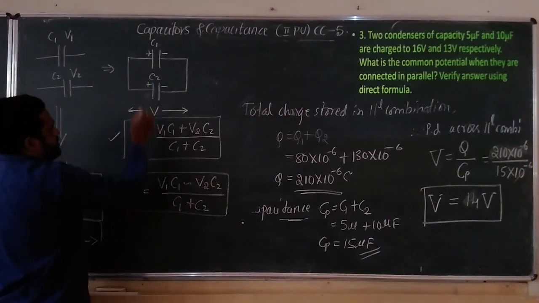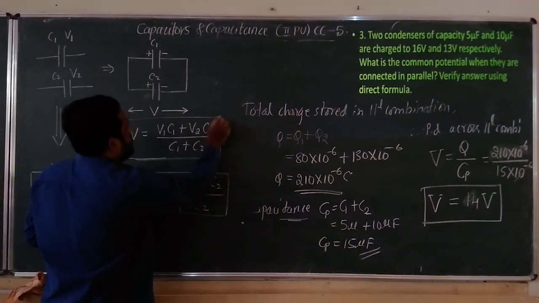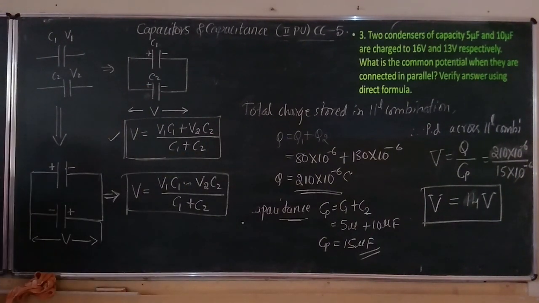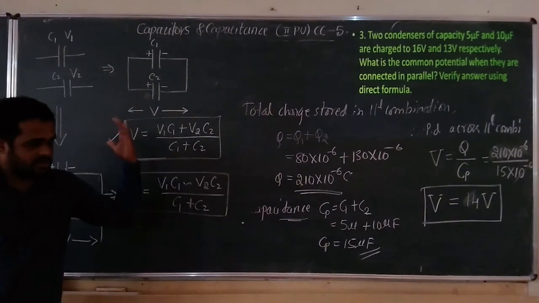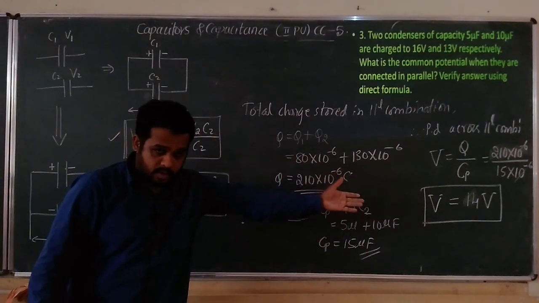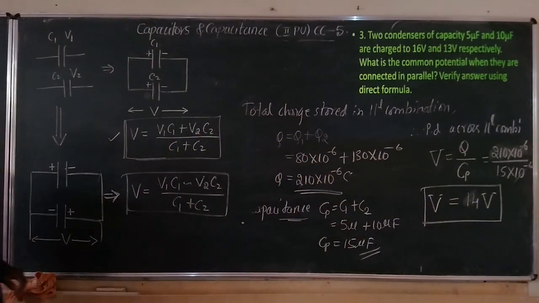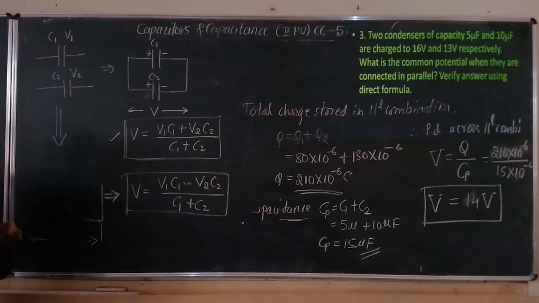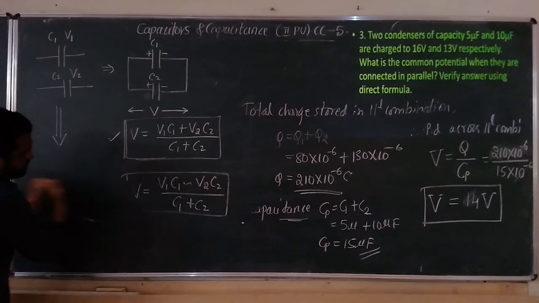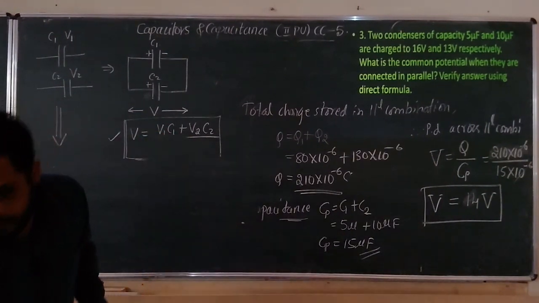For normal parallel connection, this is the shortcut formula to calculate the common potential difference. So using this formula, you can calculate the common potential difference in this particular problem. Okay, I think it is clear. Let us move on to the next problem.